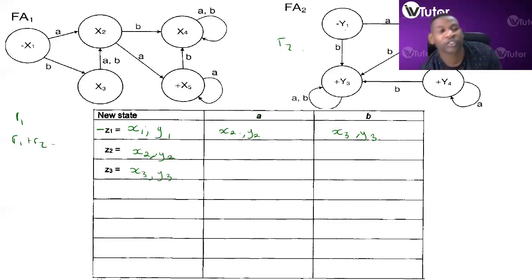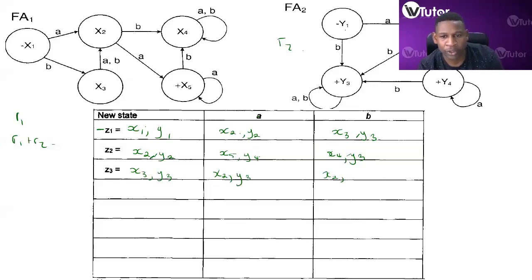If you are in x2 and you read an A, you go to x5. If you are in x2 and you read a B, you go to x4. If you are in y2 and you read an A, you go to y4. If you are in y2 and you read a B, you go to y3. Then if you're in x3 and you read an A, you go to x2. If you're in x3 and you read a B, you go to x2. If you're in y3 and you read an A, you stay there.